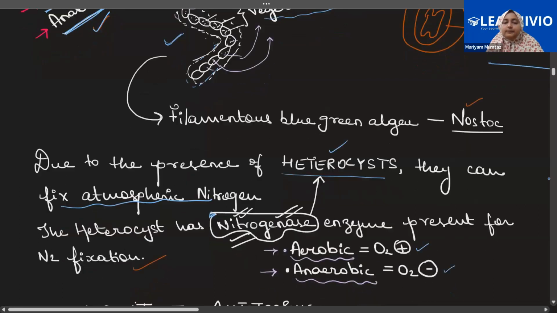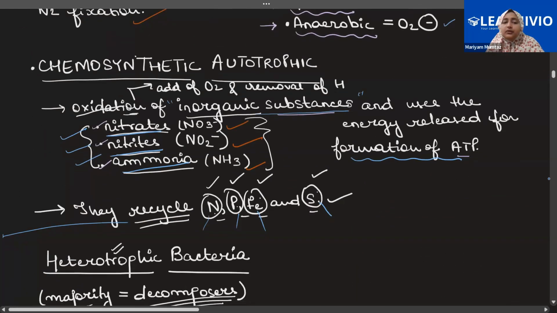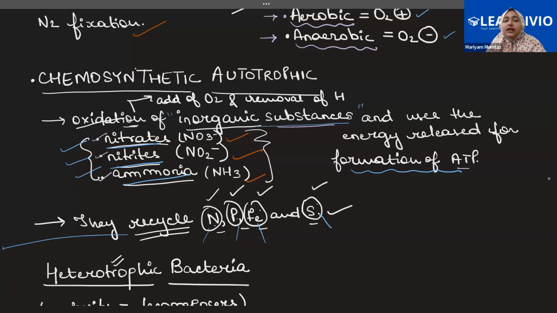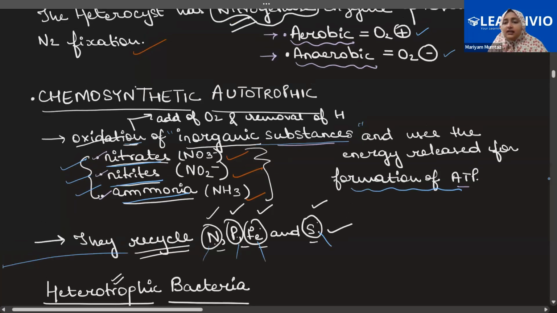No. Okay. Now moving forward, we'll talk about chemosynthetic autotrophs. We had discussed photosynthetic autotrophs. Now, chemosynthetic autotrophs. Here, the pigment chlorophyll is not there. Instead of that, the organism will be using certain inorganic substances, meaning substances that are not found in the body. So, oxidation of inorganic substances, and it uses the energy released for formation of ATP.